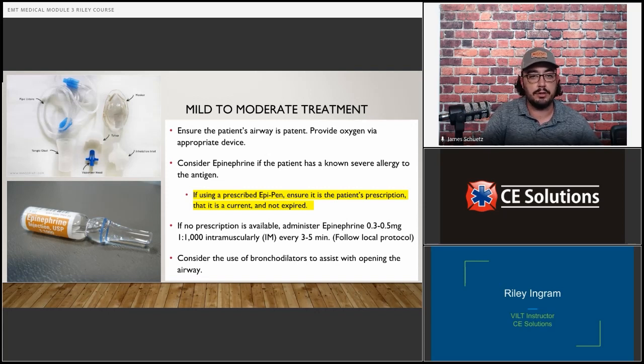Because that is the low end of your adult or high end of your PD. Or so, low end of adult, high end of PD would be 0.3. So 0.3 saves everyone is a good thing that you can remember. Consider the use of bronchodilators to assist with the opening of the airway.